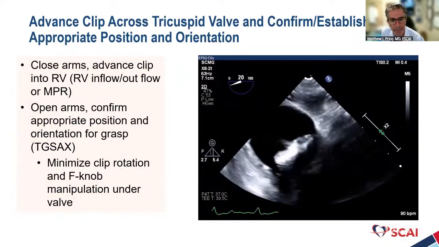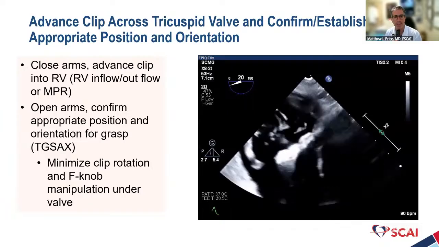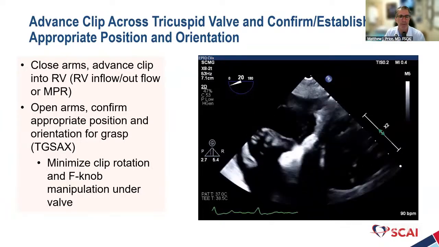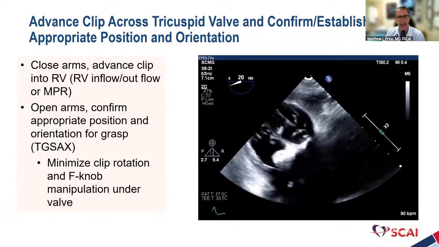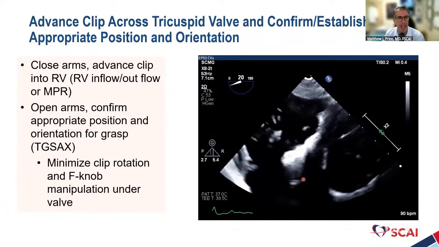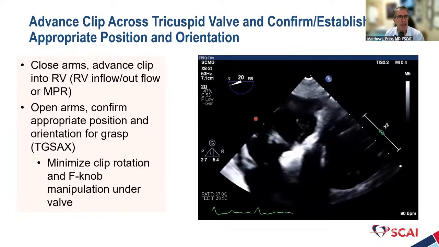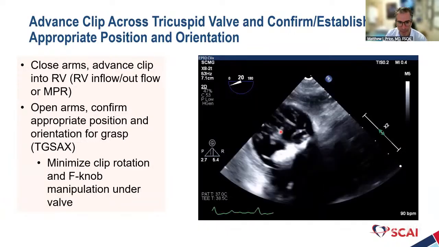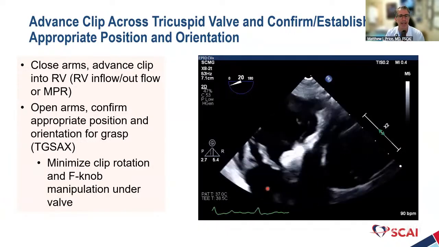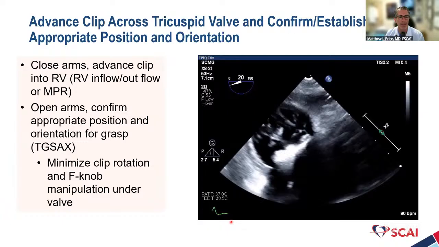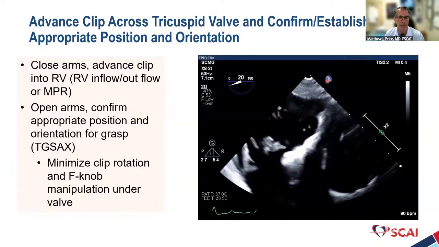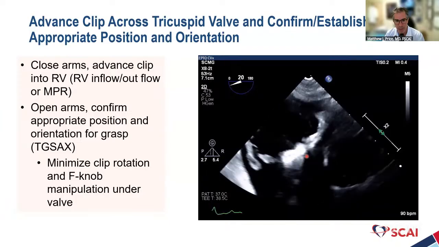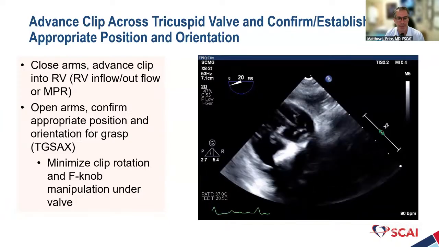So we have now advanced this clip across the valve, and I generally advance in the inflow outflow view, and then we go to transgastric, or you could use MPR, and we're looking at the orientation of the clip. We've liked that. So once our arms are open, we then orient for the grasp. And here we are. Also a key thing is not to do much of the knobs or rotation while you're underneath the leaflets. So what's different now from the last pictures, we've advanced and we're ready for a grasp.